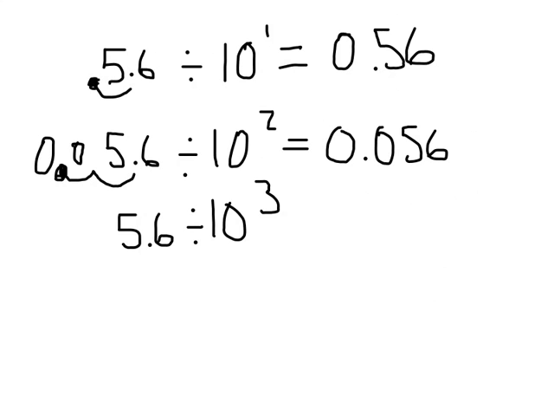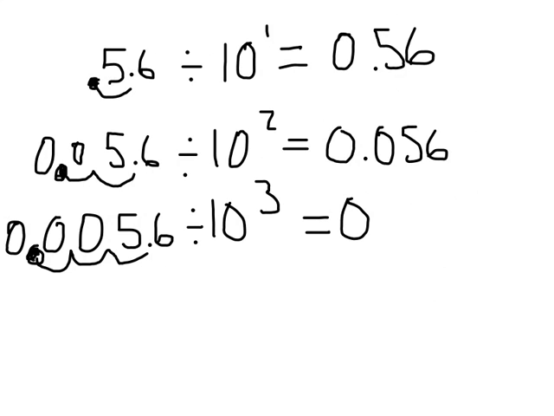Now let's divide by 10 to the third power. How many times do I need to move the decimal to the left? I need to move the decimal 3 times. Once, twice, 3 times. I can fill in zeros. So my answer is 56 ten-thousandths.